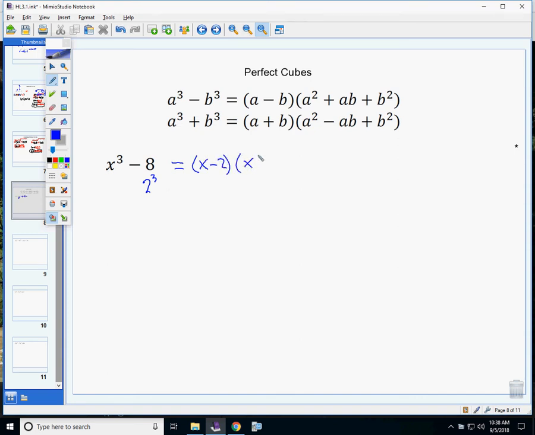We would square the first term. Multiply the two terms together, so 2x, and then square the last term. This is how it factors. Notice that I did not keep the sign with the second number. All I did was took the number and followed the form with the sign corresponding to it.